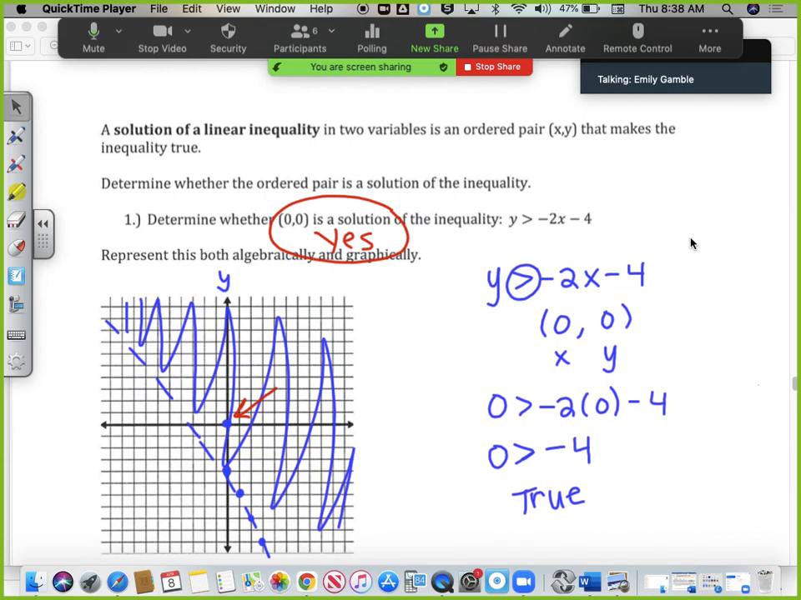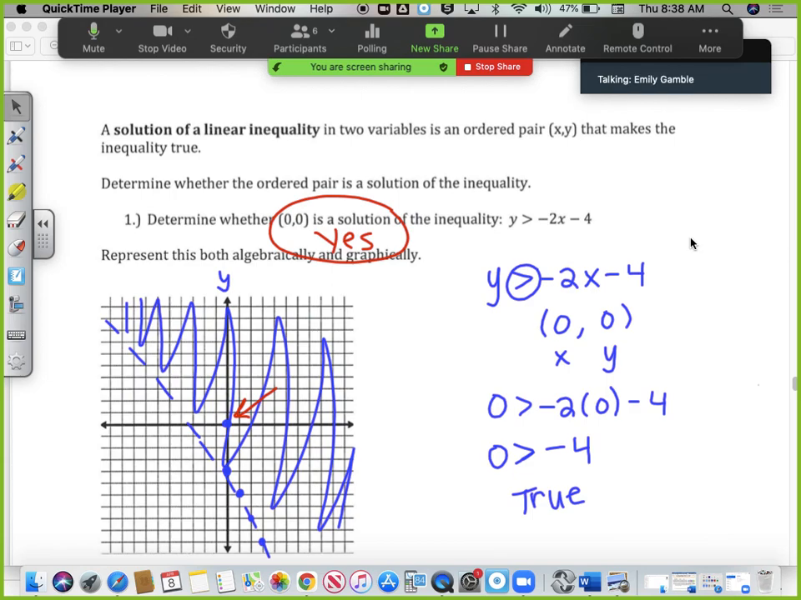How can we tell from the graph that 5, 0 would be a solution to this inequality? Serena? Yeah. So if you look at the point here, it's going to be in that shaded region. Any point that's in this shaded region would be a solution. So it's as easy as that.